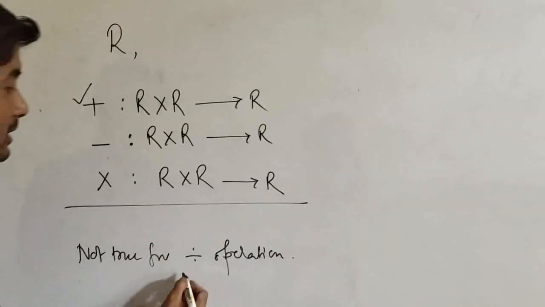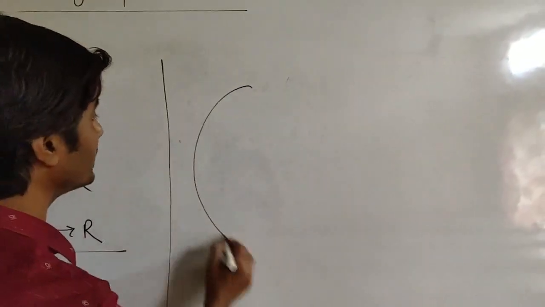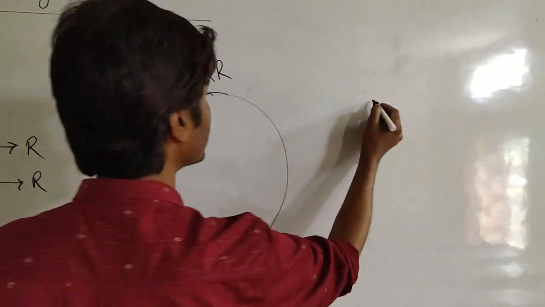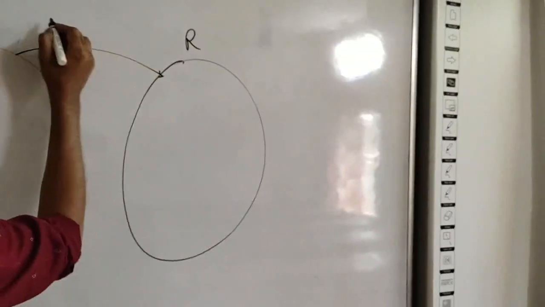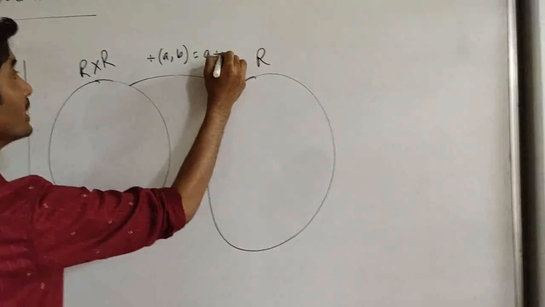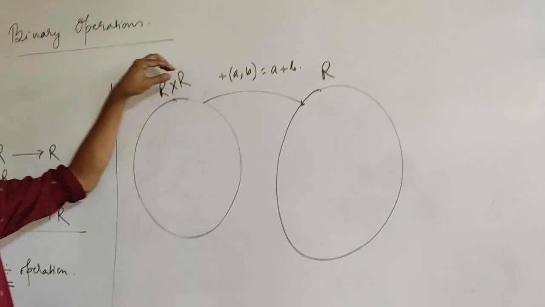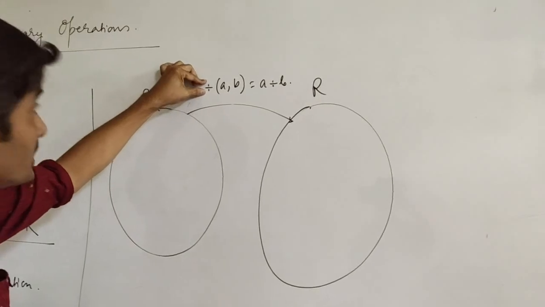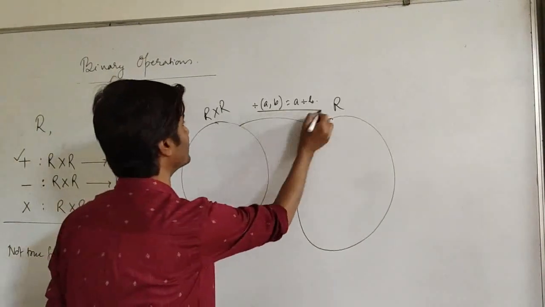But let us see what will happen to this function if I take the operation division. See here, the first set is R cross R, the second set is R. We define division of A comma B by A divided by B. So this is how we define this division. From this R cross R, we take an ordered pair A comma B, and I need to check whether division is a function or not.